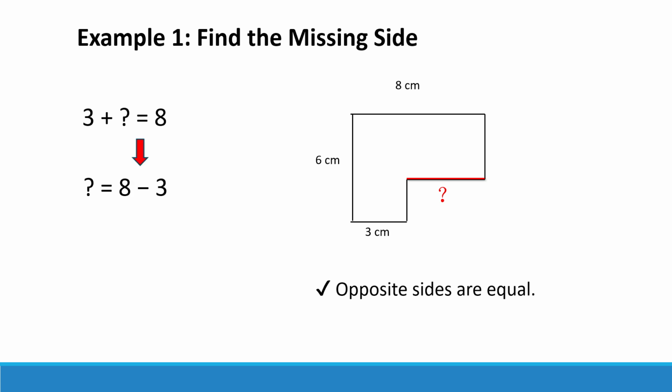So we can write 3 plus the missing length equals 8. 8 minus 3 equals 5. Remember, opposite sides have the same length, so this side must also be 5 centimeters. Now we know all the side lengths, and we're ready to find the perimeter. So the missing side is 5 centimeters.